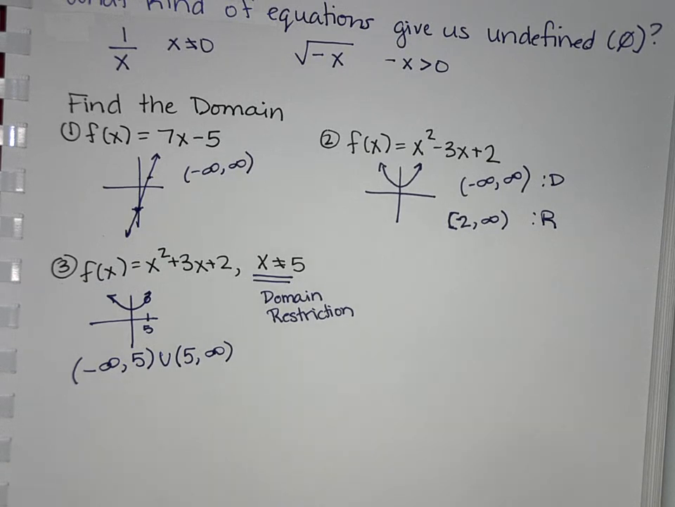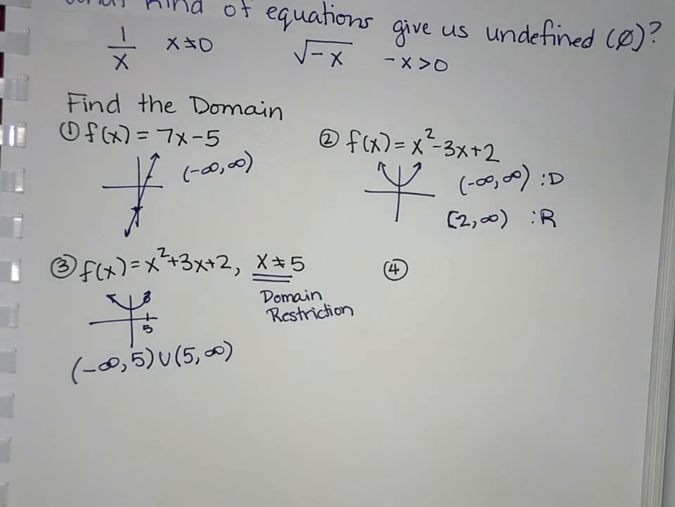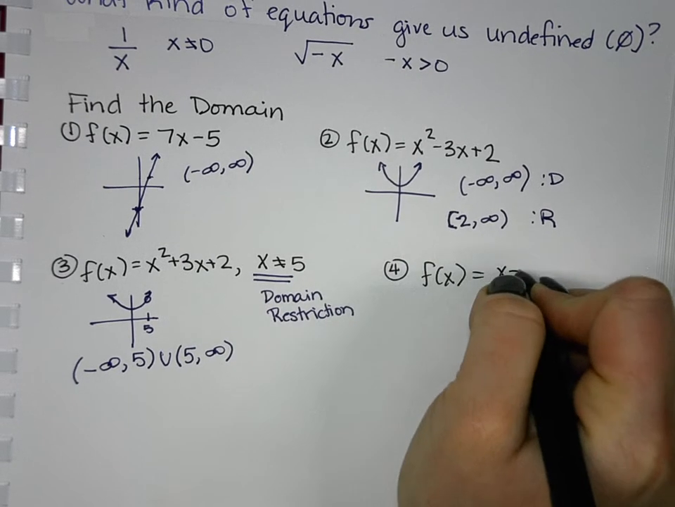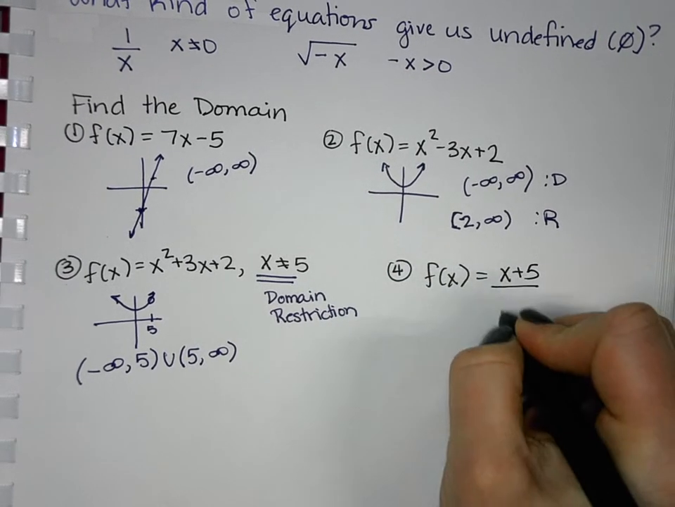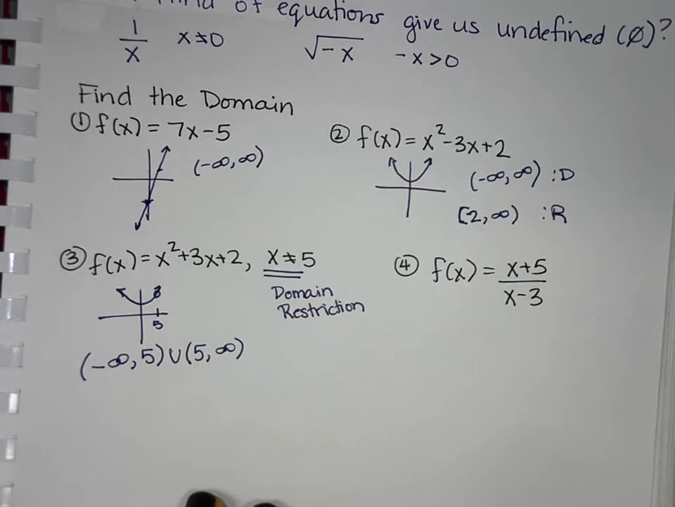Okay. This next one, I want to do f of x equals x plus 5 over x minus 3. So here we have a fraction. So it's not a polynomial function. So that means we can't assume it's negative infinity to infinity. We have to check for a potential restriction.